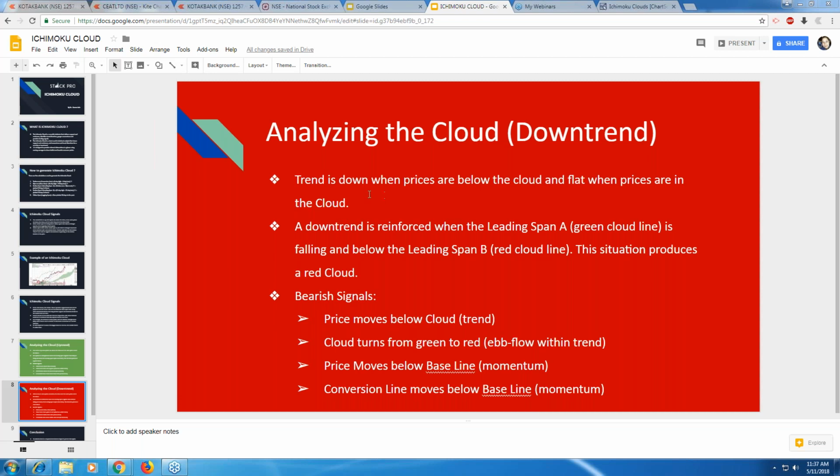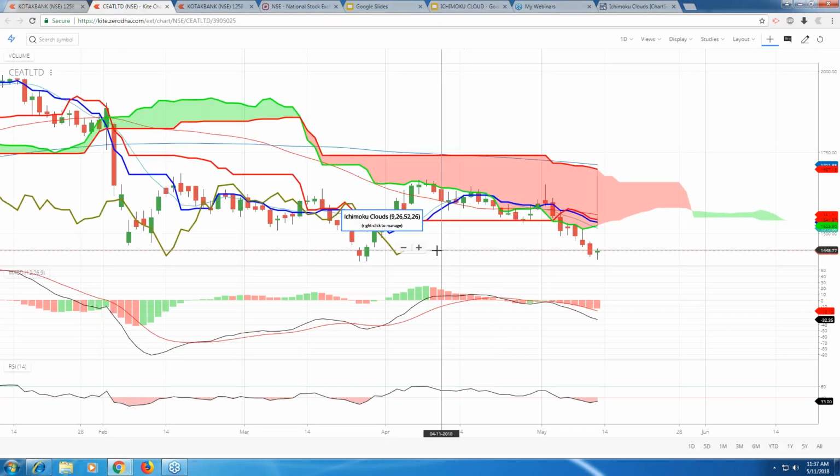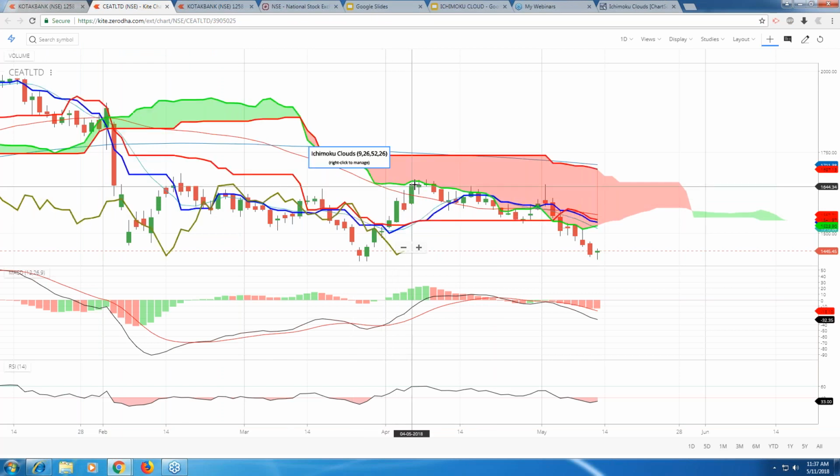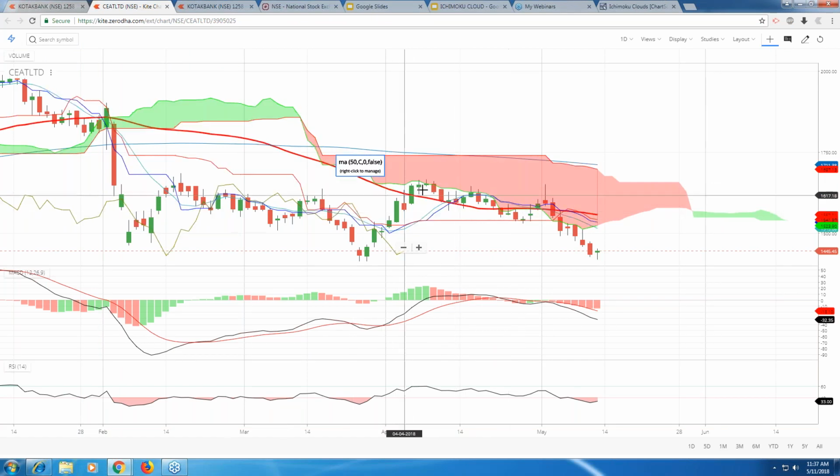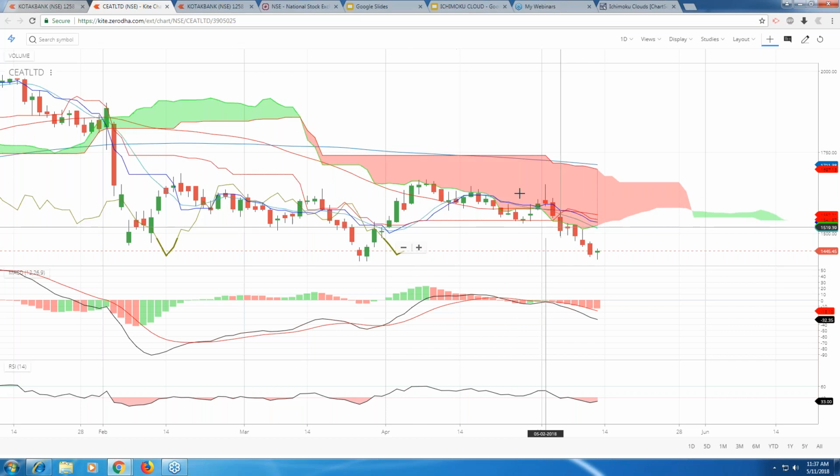So what do you do? How do you analyze the stocks which are in the downtrend? Trend is down when the prices are below the cloud and flat when the prices are in the cloud. I showed you this through the C8 example. So see here, it tried to go up, experienced a resistance from the cloud, and it came down, right? Price rejection, and the stock has come down.